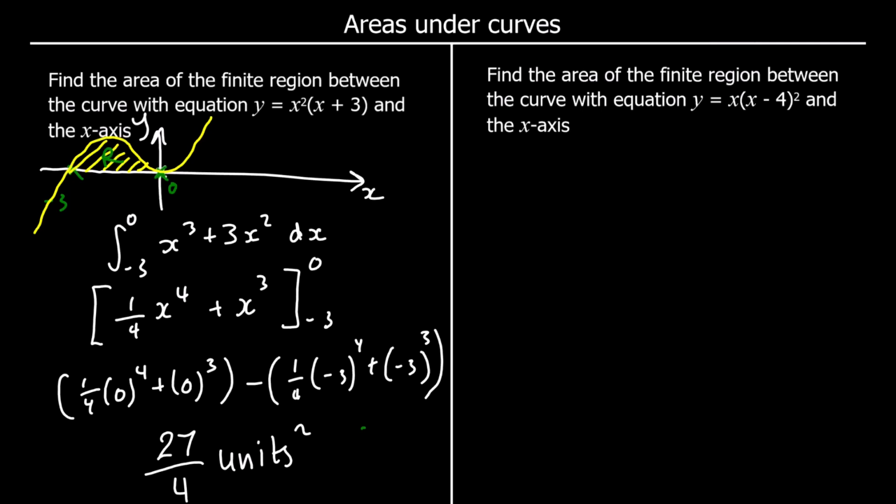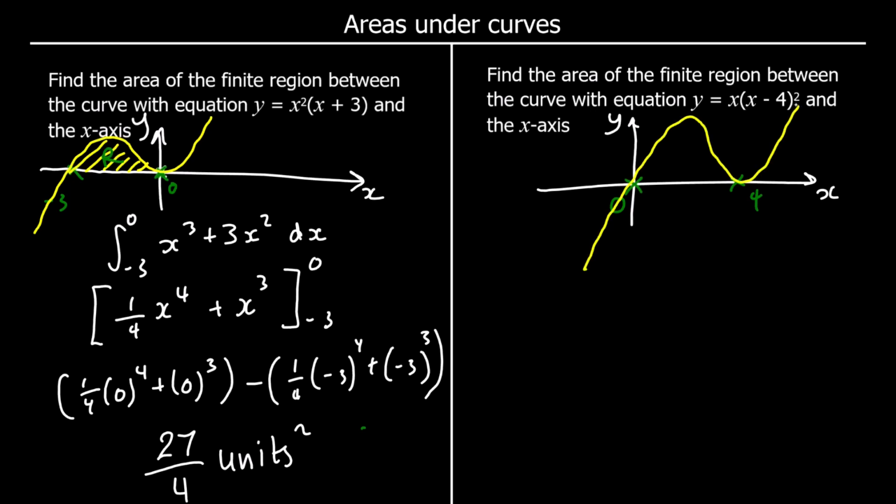One for you to try. Pause the video, give it a go. So find the area of the finite region between the curve y equals x times x minus 4 squared and the x-axis. This time we've got roots at 0 and 4. The repeated root is at 4 this time, that's the one that's squared. And it's a positive shape, so it's up, touches at 4, and then goes up again.